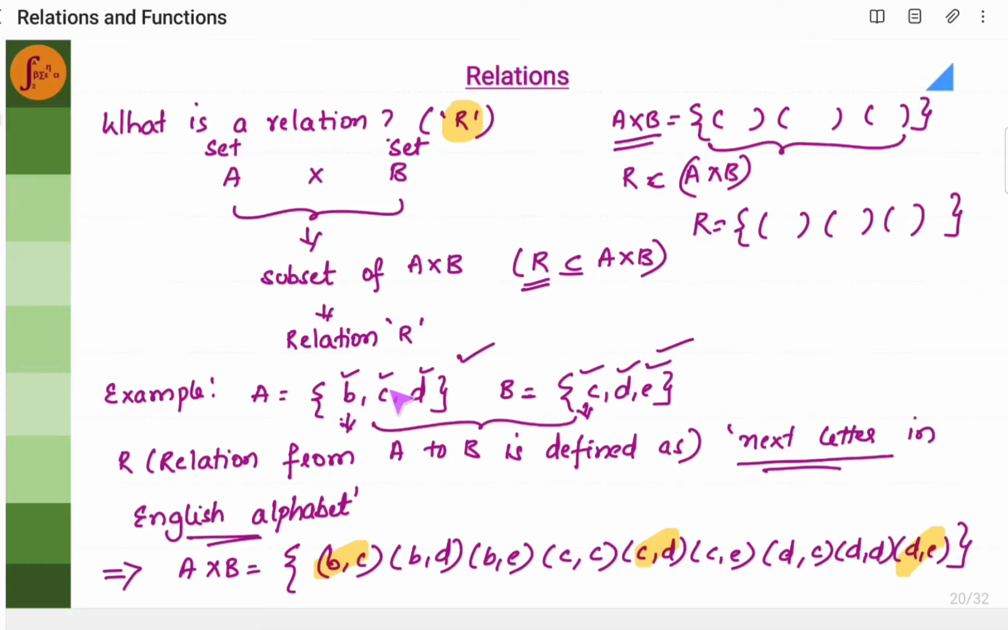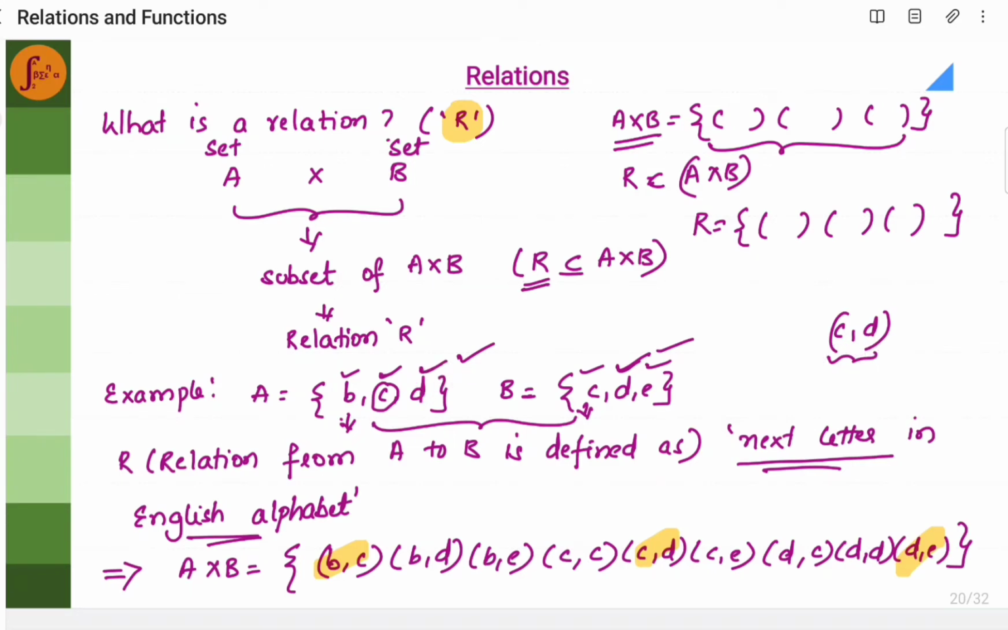Similarly, if I take this element C, then what is the next letter for C? It is D. In the English alphabet, the next letter for C is D. So you'll have C and D. Now C and D are related. C here and D here are related. How? D is the next letter for C.